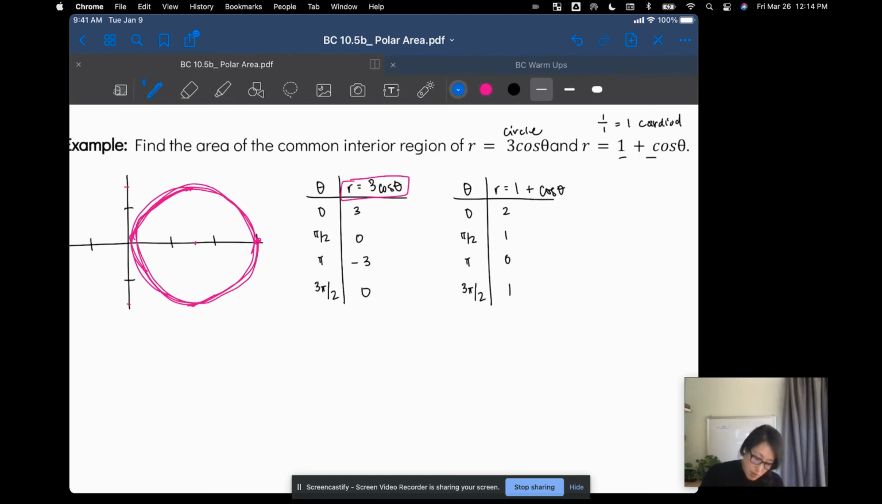Okay? And then the cardioid, the long length is at 0. And the circle also starts at this point, 3, 0. And then the cardioid starts at 2, 0. So I'll go ahead and just put a little dot. And then it moves to pi over 2, comma 1, comma pi over 2. And then 0, comma pi, 3 pi over 2, 1, comma 3 pi over 2.